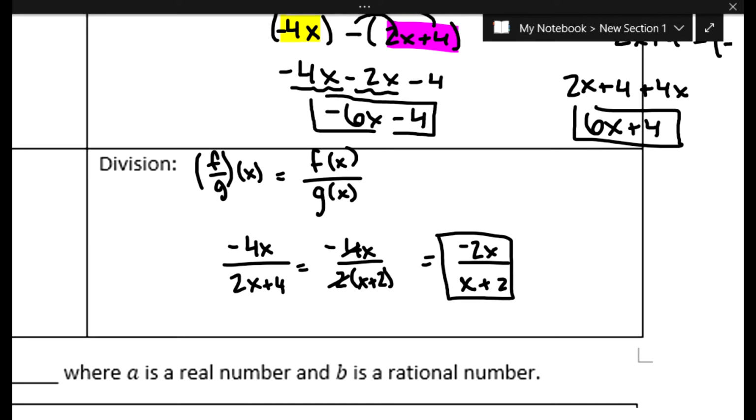All right, moving on. We're going to use power functions to do the same exact thing using notation.